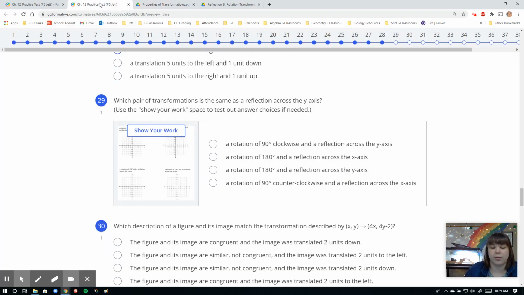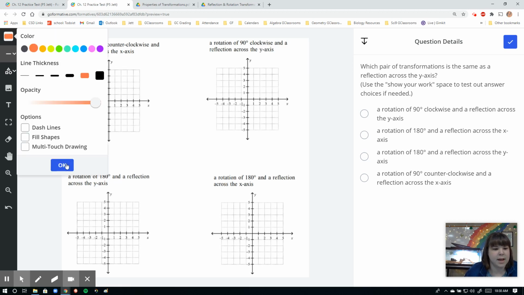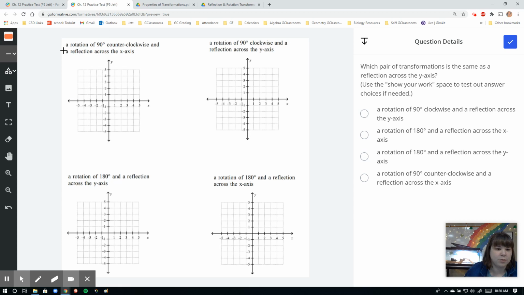But I'm actually going to go through and model what it would look like if you showed your work to mentally figure out what the answer is. So for here, it says we need to do a rotation of 90 degrees counterclockwise and then a reflection across the x-axis. So I'm going to pick a point and plot it, and then model what would happen after the first transformation and after the next transformation. So let's say we have a point that's 2, 2.